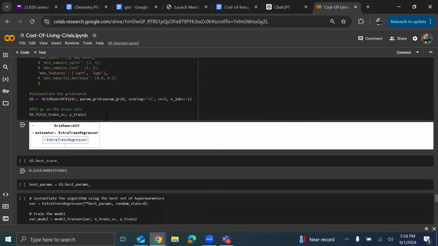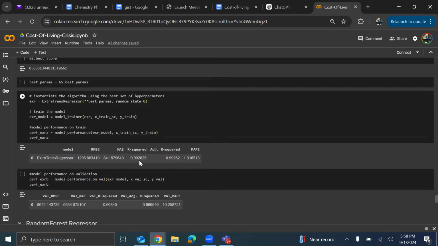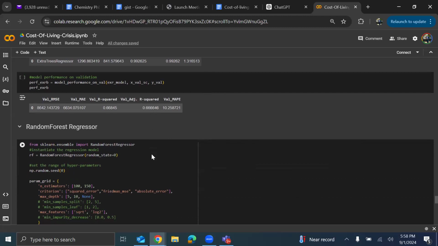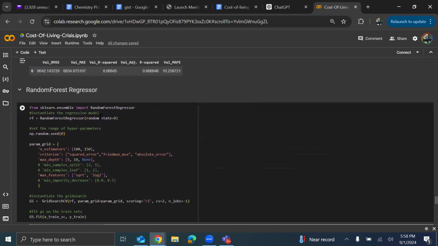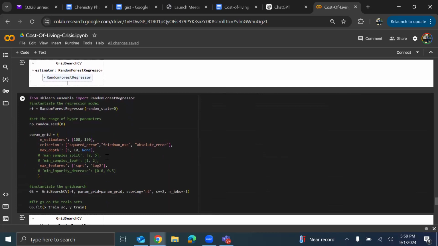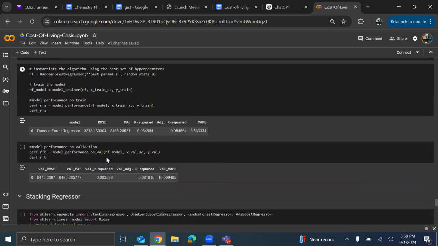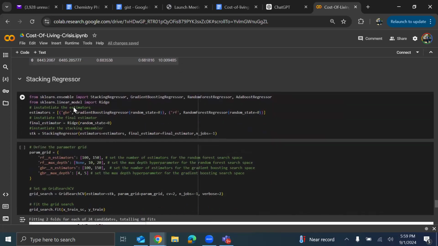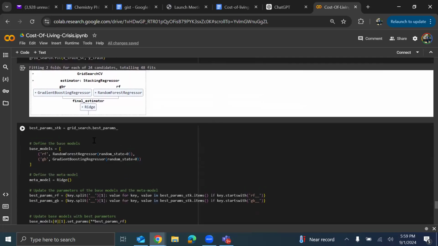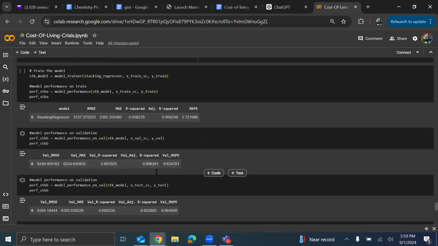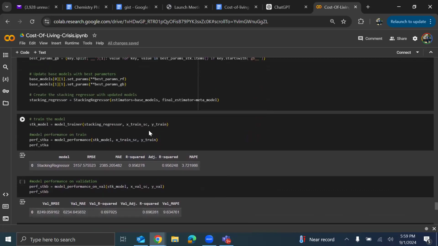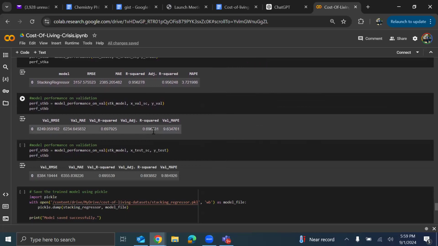Using the best parameters for extra trees, this was what I got. The validation R squared was still not as good as I wanted it to be. I did the same thing for the random forest regressor, and the same thing for the stacking regressor. I think that gave me close to 70%. This was the best performance I was getting from the stacking regressor.